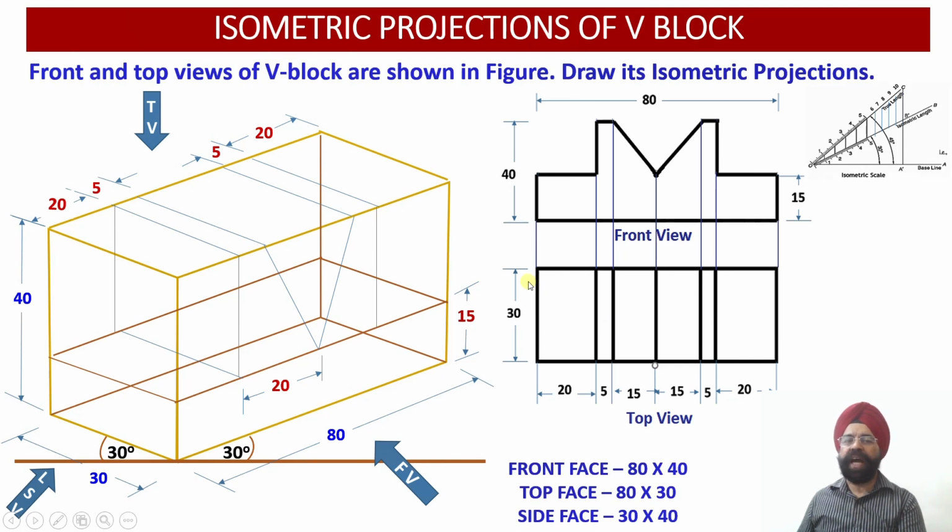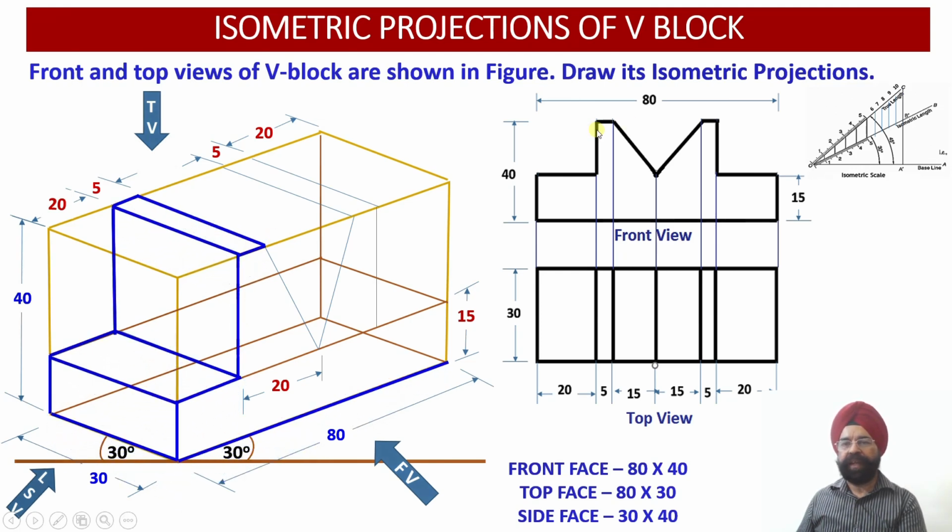Now we will be starting with darkening of the elements of this particular V block onto the isometric projection. So let us start with that. So please check, this web is visible to the observer. This web, it is visible to the observer. So I have darkened this top portion of the web, 5 millimeter by 30 millimeter. Please check, this is 5 millimeter by 30 millimeter. This is the top web.